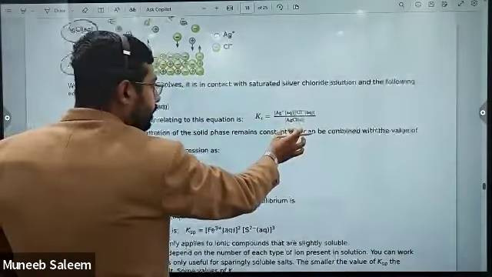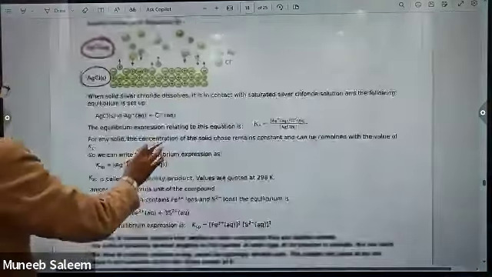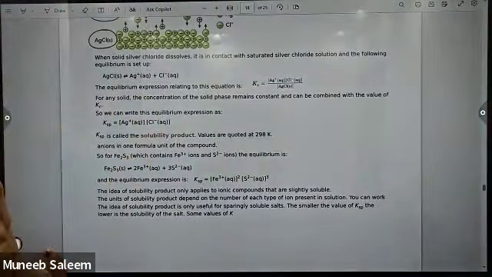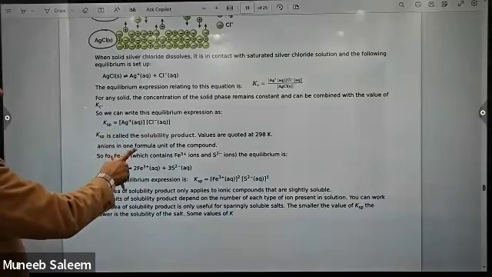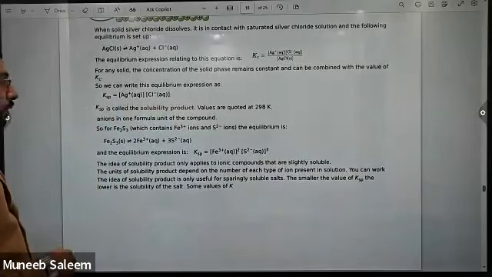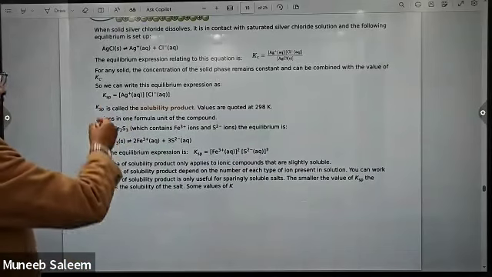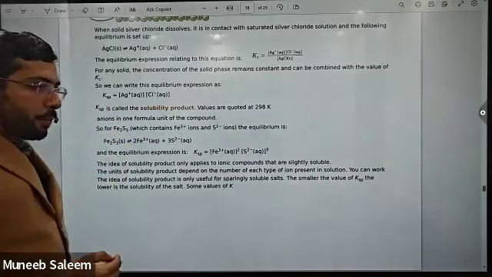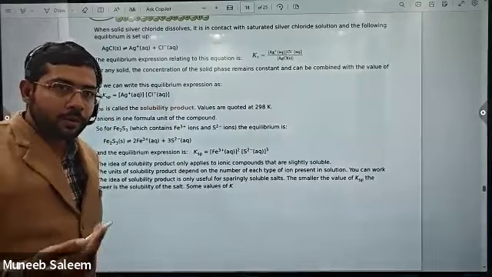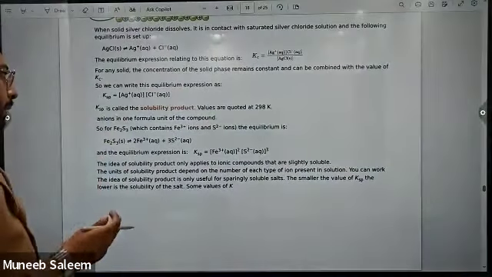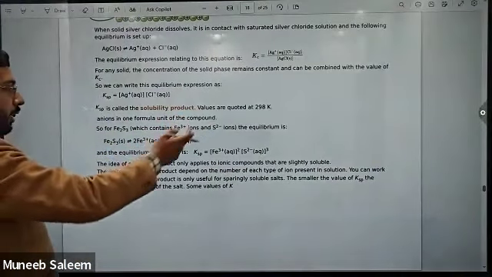We have this equation from the previous case, and we can simply write the KSP for this. KSP is called the solubility product. The name of KSP is solubility product, and these values are quoted at 298 Kelvin.